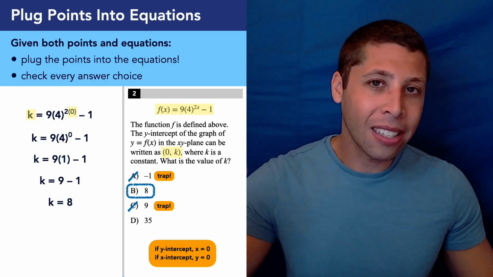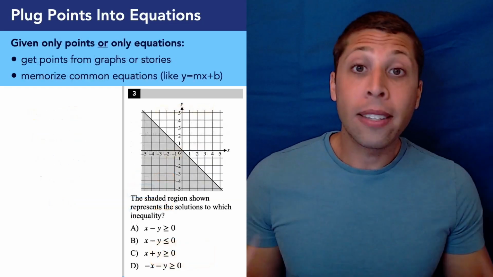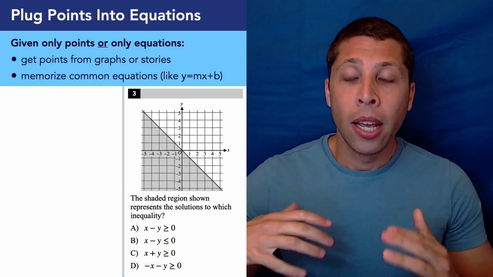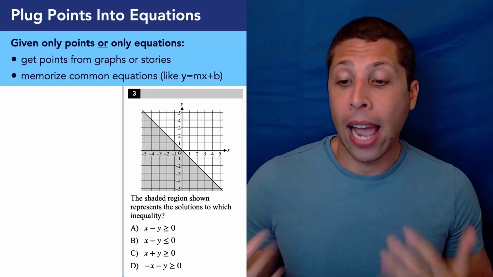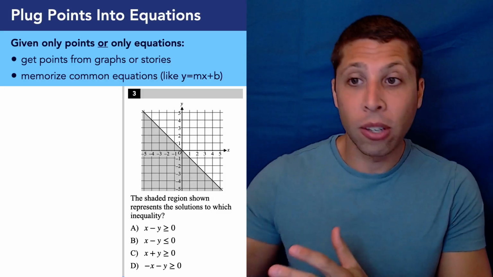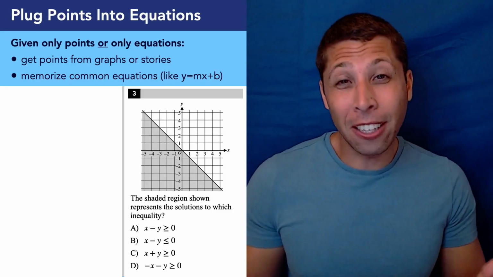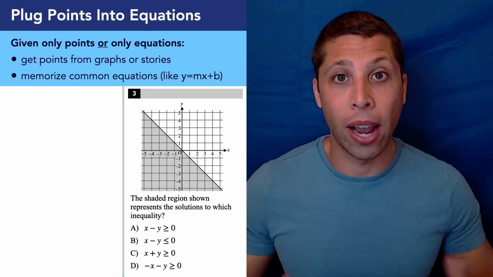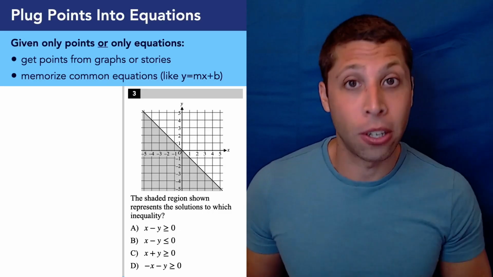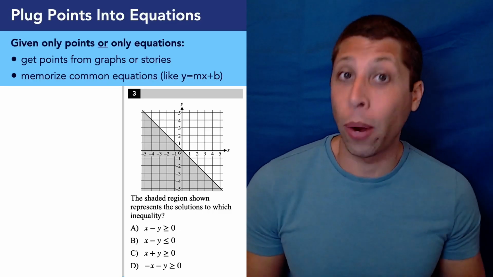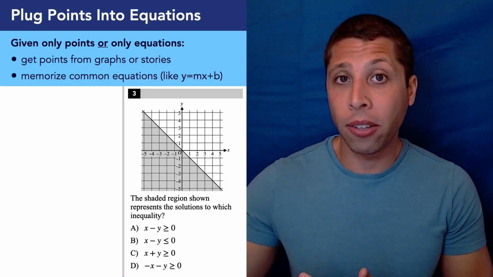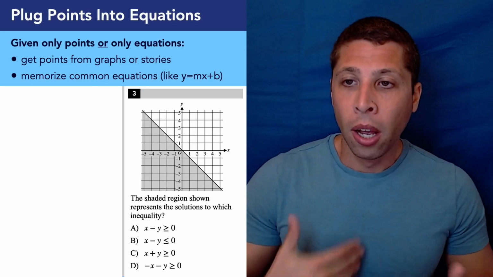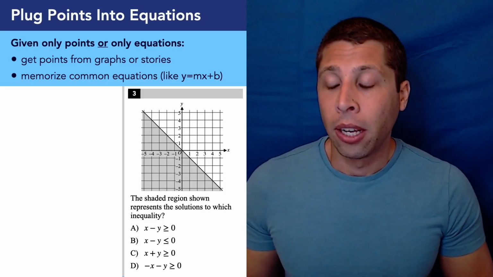Let's look at a slightly different example where things get a little bit more complicated, okay? So in this case, it's obvious that I have equations, right? The answer choices are a bunch of equations. Technically, they're inequalities, which does add a little bit of complexity, but I think of it the same way, right? I have something I can plug numbers into, but I'm not given any points, at least not in the same way I was on the previous questions, right? So how am I going to use this strategy?